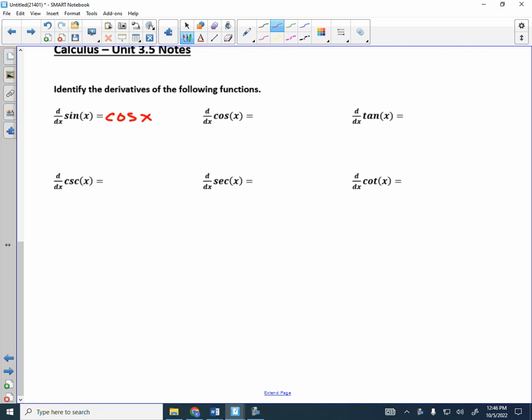Now, some people are better at memorizing these, some people are not. I will share with you that there is a connection between the derivatives. If you can't find it, I'm sorry. I'm going to do my best. But whining about it and complaining about it won't help anybody, and I'll just think of you as a whiner. So the derivative of tangent is secant squared of x.